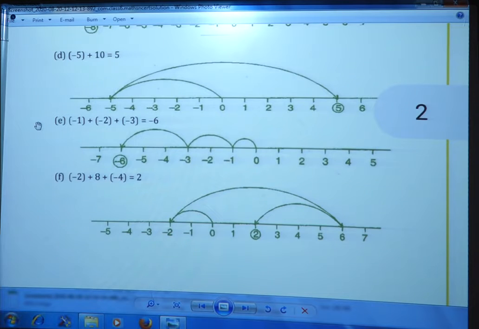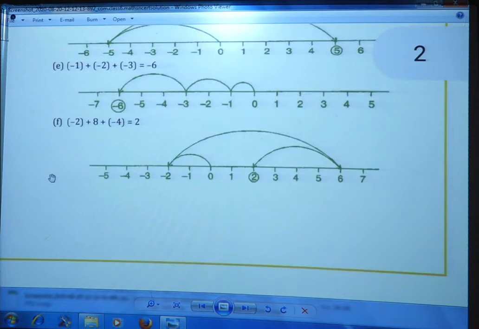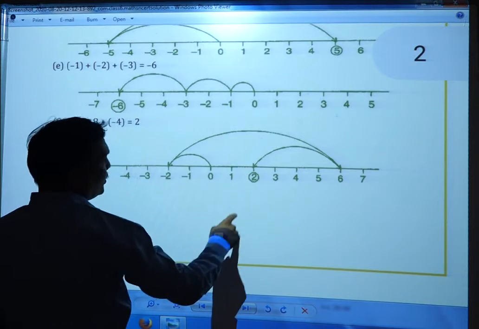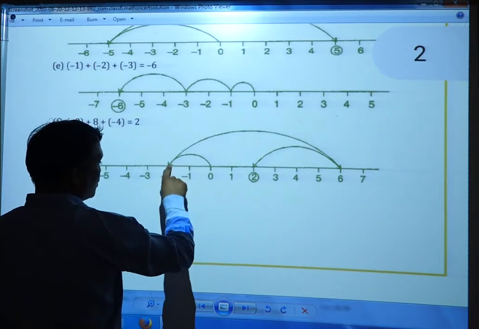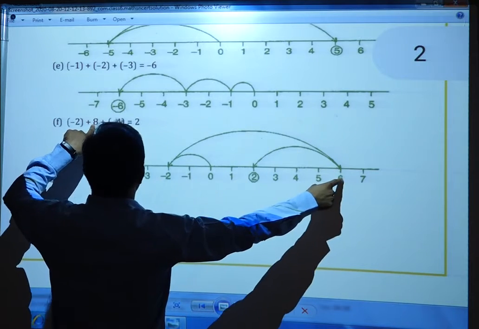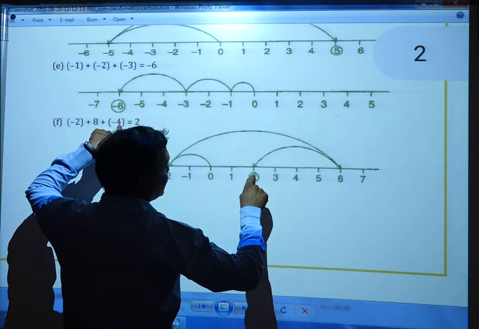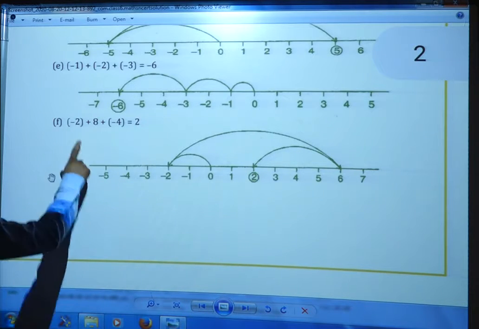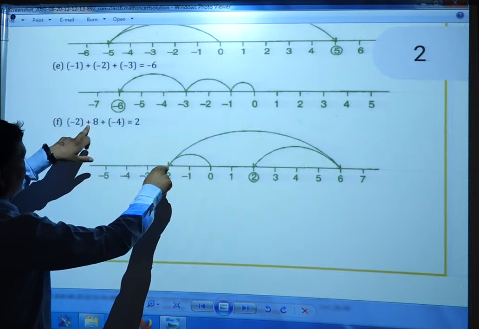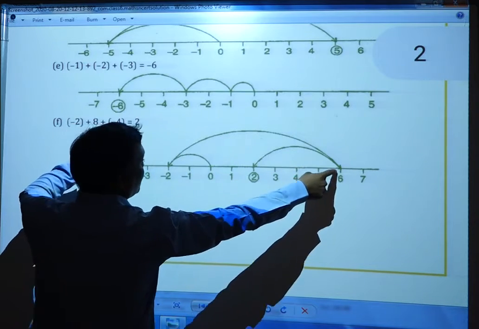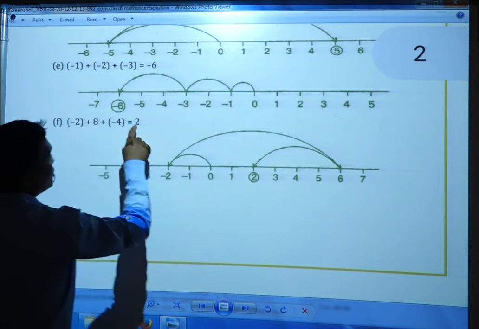Next question. Minus 2 plus 8 minus 4. First you have to come to minus 2. He said plus 8, go 8 steps forward. Again minus 4, come 4 steps backward. You will reach 2. So the answer is 2.